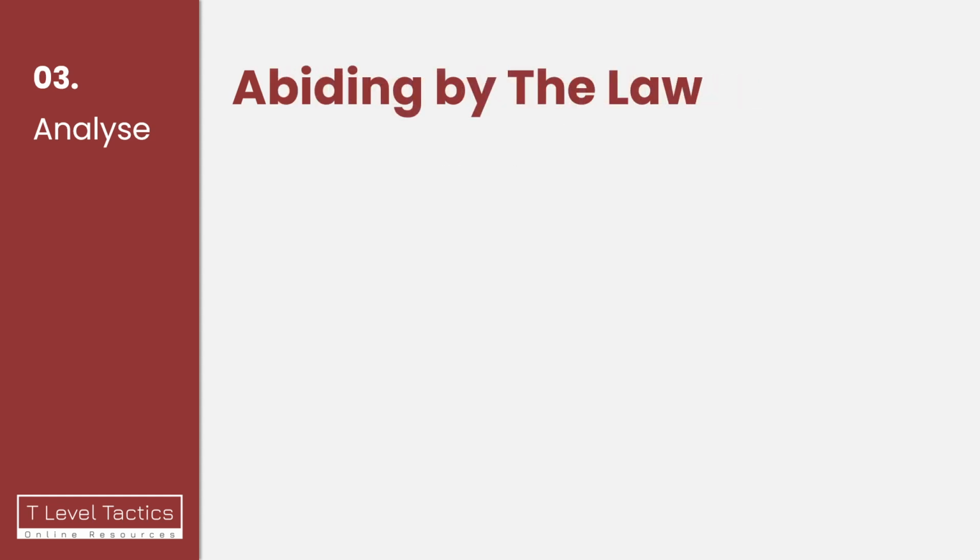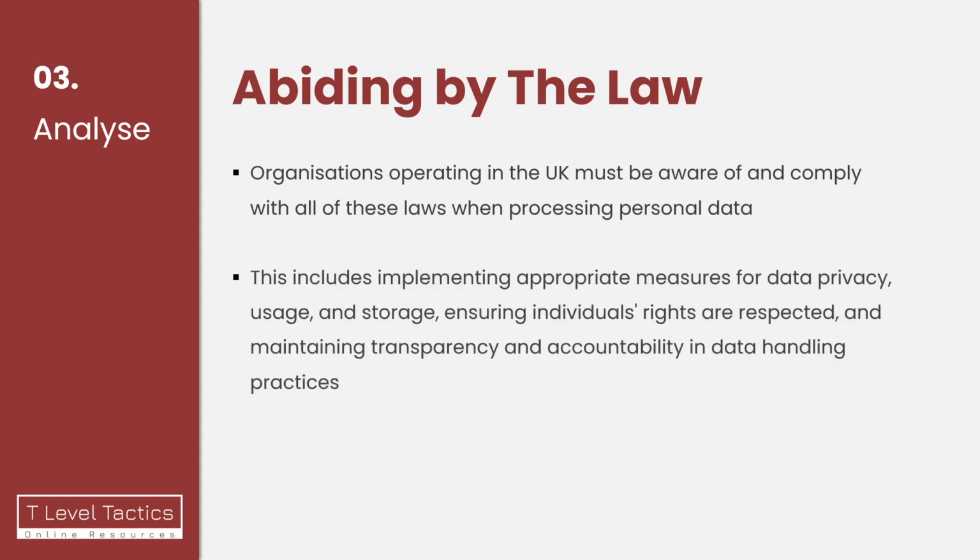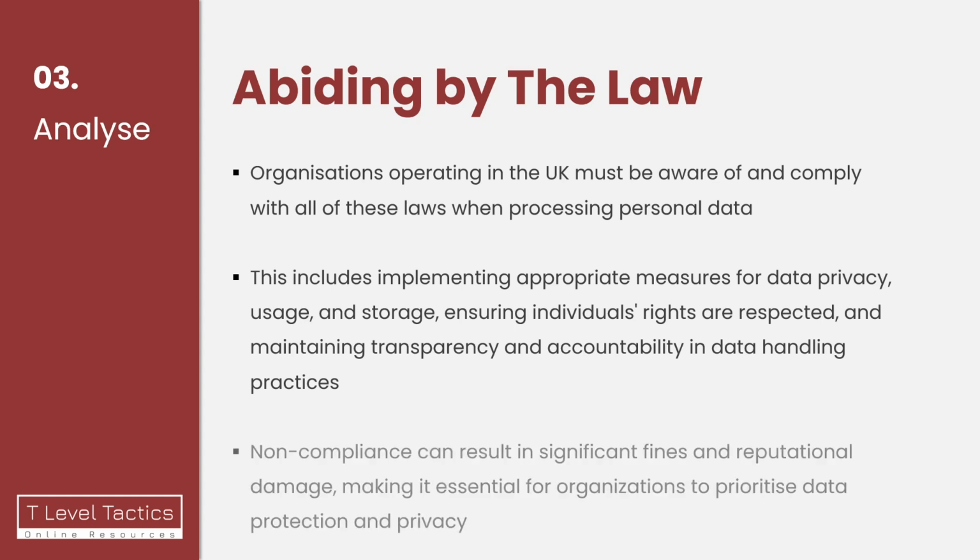All organisations operating in the United Kingdom must be aware of and comply with all of these laws when processing personal data. This includes implementing appropriate measures for data privacy, usage and storage, ensuring individuals' rights are respected, and maintaining transparency and accountability in data handling practices. And non-compliance with these laws and legislation can result in significant fines and reputational damage, making it essential for organisations to prioritise data protection and privacy.